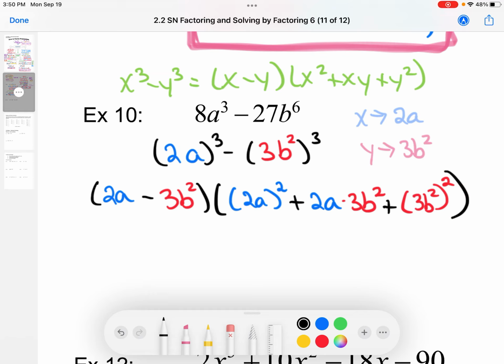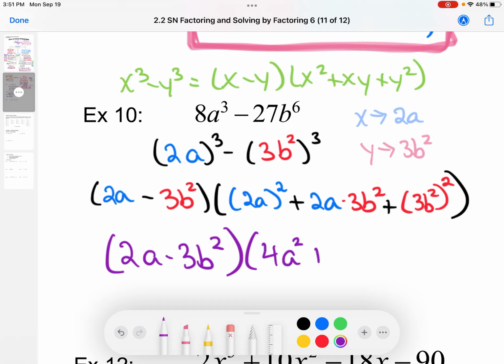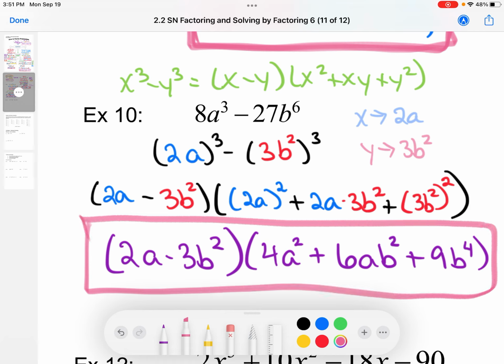Now, this is factored, but this is not cleaned up. So let's work on this a little bit. That first parentheses is good: 2a minus 3b squared. In the second parentheses, we square all of 2a, so that's 4a squared. Plus, we take 2 times 3, we get 6. Variables would be a, b squared. Plus 3b squared squared. We square the 3, we get 9. B squared squared is b to the power of 4. And this is factored.